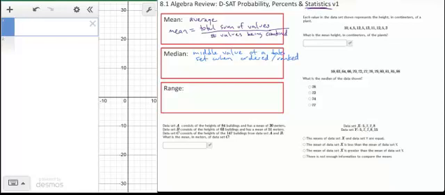Okay, and there are two scenarios for calculating the median. If there's an odd number of values in the set, that's just the middle value. But sometimes there's an even number in the set. If that's the case, as you work from the outsides in, you're going to have two middle values. In that case, the median is just the average of those two middle values.